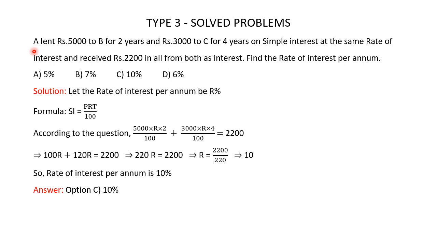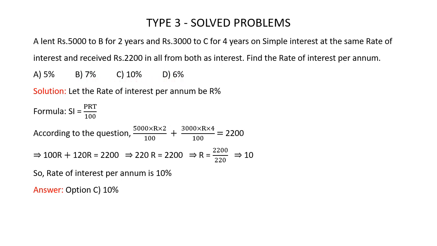A lent rupees 5,000 to B for 2 years and rupees 3,000 to C for 4 years on simple interest at the same rate of interest and received rupees 2,200 in all from both as interest. Find the rate of interest per annum. Here you are given 4 options and you have to find out which of these options is the correct one.